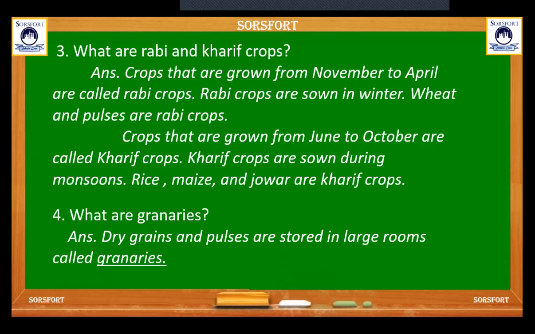Crops that are grown from November to April are called Rabi crops. Rabi crops are sown in winter. Wheat and pulses are Rabi crops. Crops that are grown from June to October are called Kharif crops. Kharif crops are sown in the monsoon. Rice, maize and jowar are Kharif crops. Then the fourth question, what are granaries? Dry grains and pulses are stored in a large room called a granary.